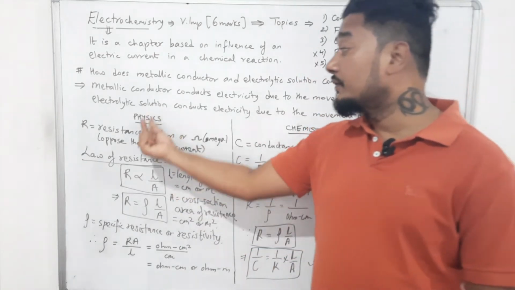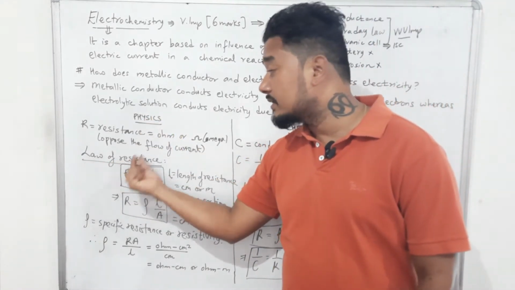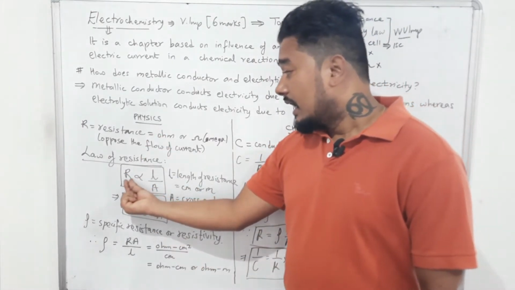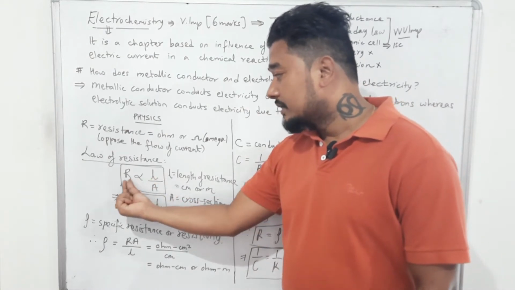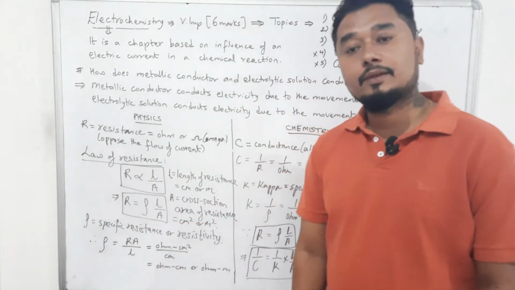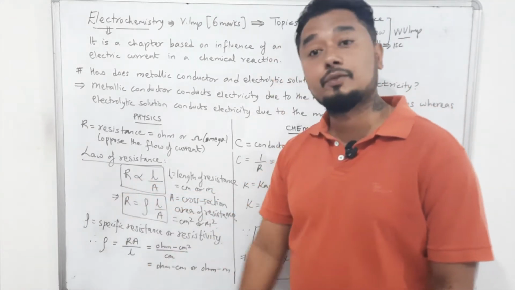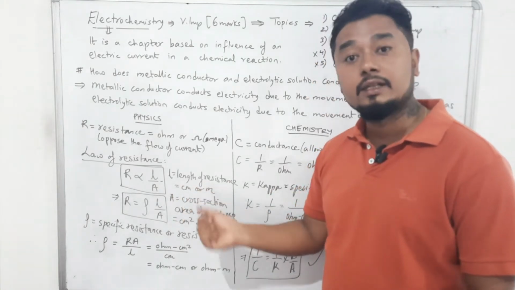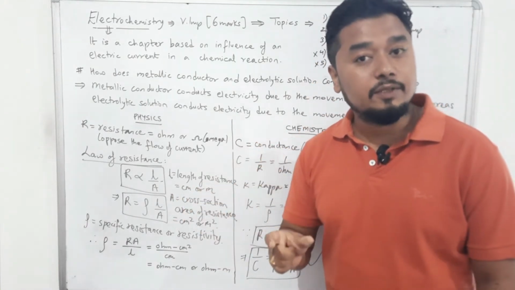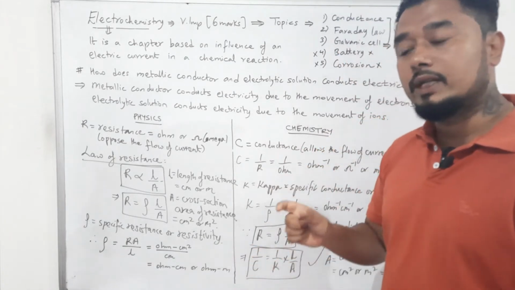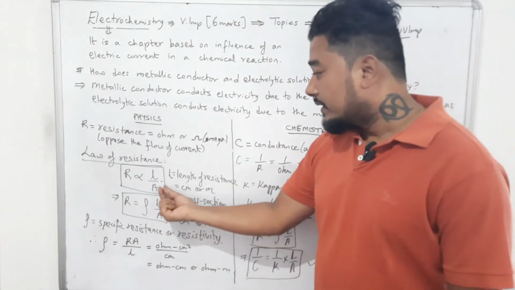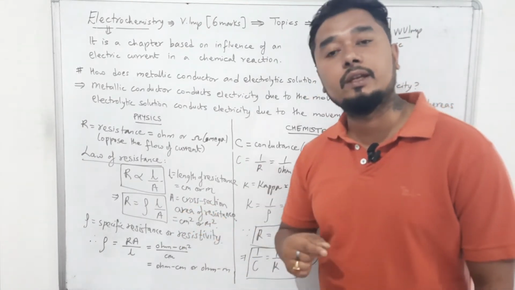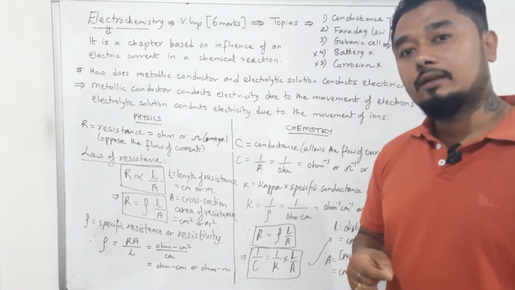And we have already learned in physics there is a law called the law of resistance. Now let us see what this law of resistance is. R is directly proportional to L but inversely proportional to A. Now what are this L and A? This L stands for length of the resistance. When we consider length, we take it in centimeter in the CGS system, or meter in the SI system. And A means the cross-section area of the resistance.